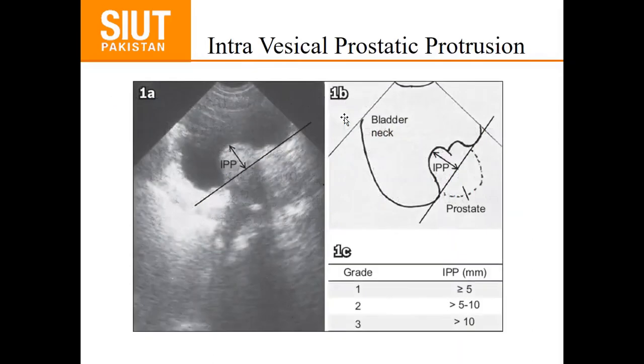This is a picture that shows the prostate protruding. This is taken from the mid-sagittal view, where the prostate is protruding into the bladder, and there are different grades of this IPP. Grade 1 is from 0 to 5 mm. If the protrusion of the median lobe is more than 5 mm, then it is grade 2, and if it is more than 10 mm, it is grade 3 intravesical prostatic protrusion.